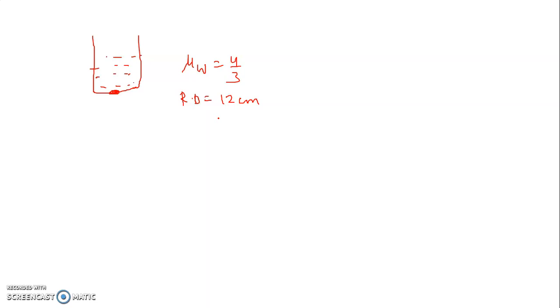By what height? They're not asking about the apparent depth, they are asking about the shift. By what height does the coin appear to be raised? कितना raised नजर आ रहा है, मतलब कितना shift हुआ है. ठीक है, so we know the formula of shift, right? We have done the formula of shift. And what is the formula of the shift? Shift is real depth into 1 minus 1 by the refractive index of water.